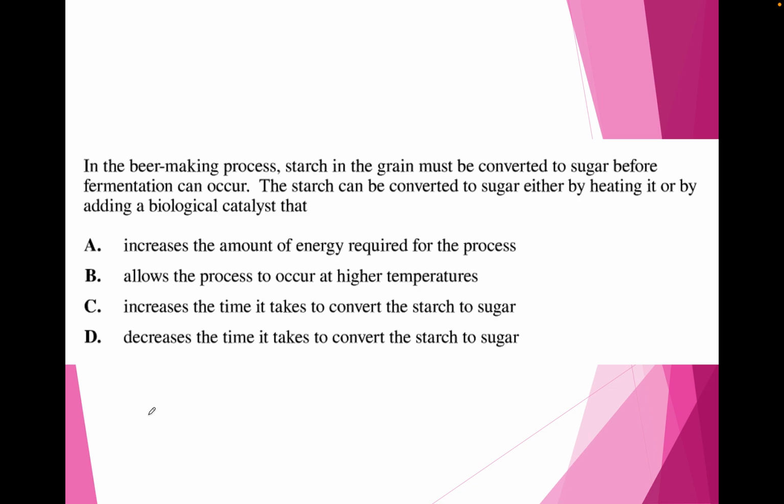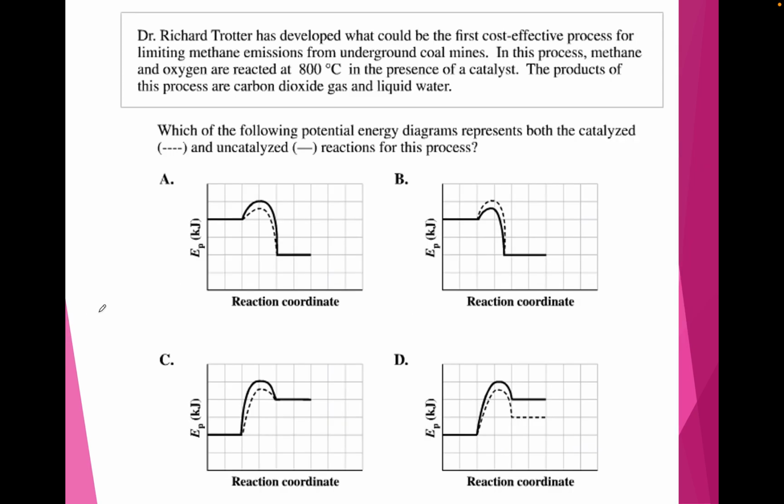Okay. Another question, talking about a catalyst, so just going through that same thing. Increases the amount of energy required, that's not true. Allows the process to occur at higher temperatures, that's not true. Increases the time it takes, that's not true. Decreases the time, that is true, because catalysts speed up the reaction. And then if you're looking at a graph, again, we saw this a little bit, it decreases activation energy. So this one would not be true because it's showing this as an increase. This one looks like it's most likely true. This one in D is not true because by showing this line lower, it's showing that it's having an effect on the delta H, which doesn't happen.